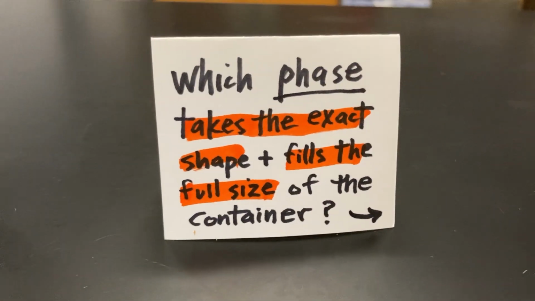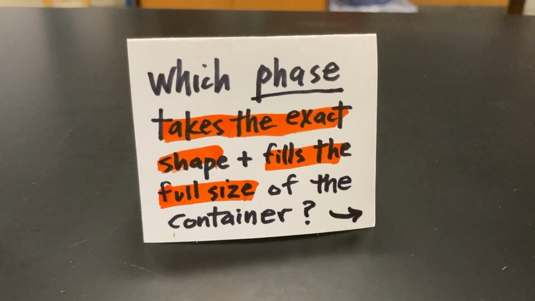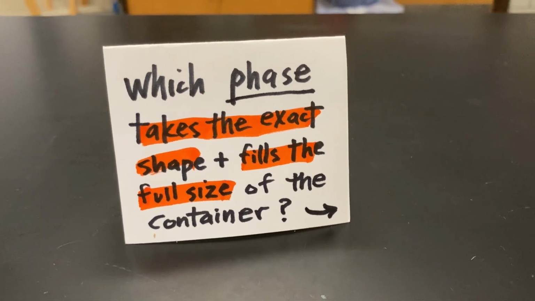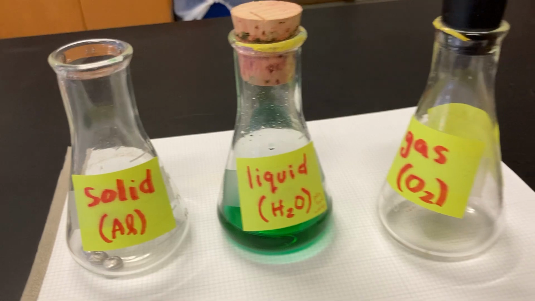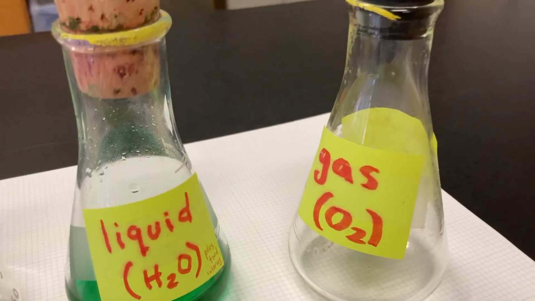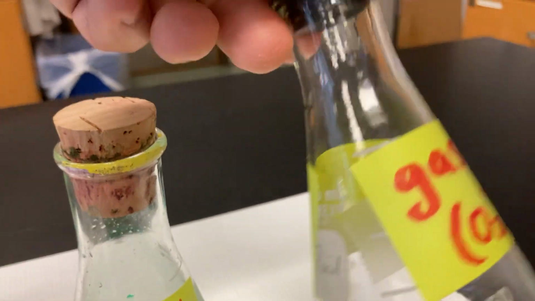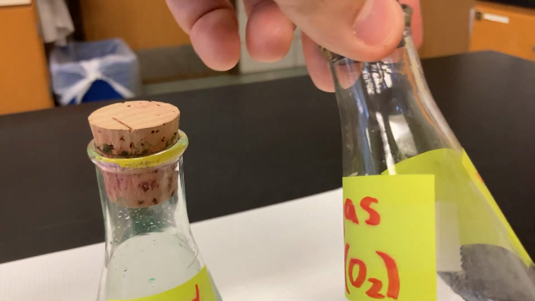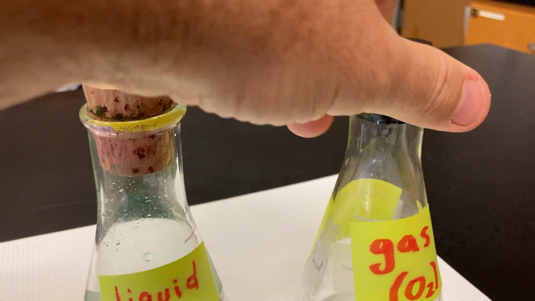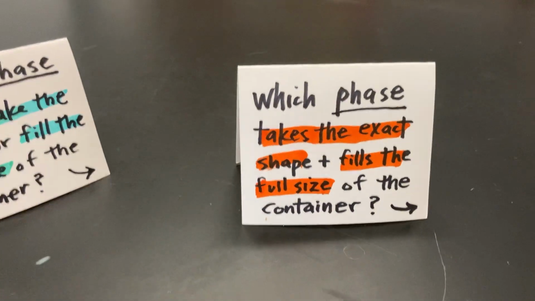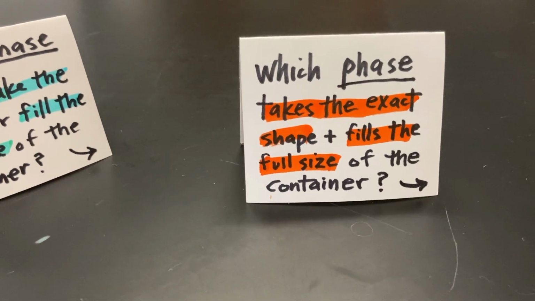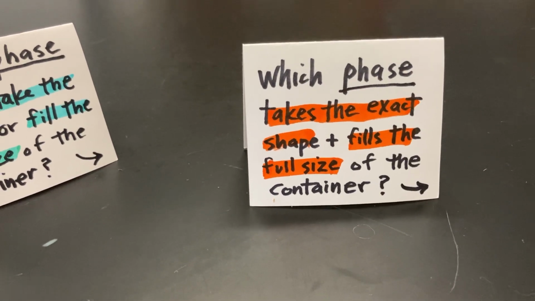Finally, which phase takes the exact shape and fills the full size or full volume of the container? That's what gases do. Gases will fill the full size of any container that you put them in. Gas particles are very energetic. They will bounce around and move around until they fill every nook and cranny. So the answer to that is the gas phase. It takes the exact shape and fills the full size or full volume of the container.